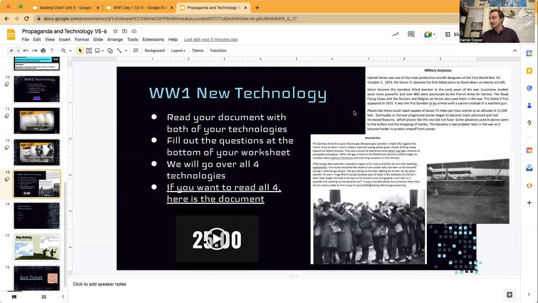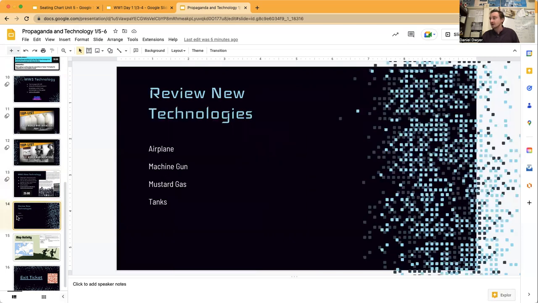So you'll be assigned a document that will have 2. It'll have military airplanes, mustard gas, and then there's 2 others, tanks and machine guns, that you'll be able to read about. And on your worksheet, there are going to be questions that you have to answer about your technology. We will be talking about all of them. We have 25 minutes to do both of your technologies that are on your page. Then we are going to be talking about and reviewing those new technologies in class.